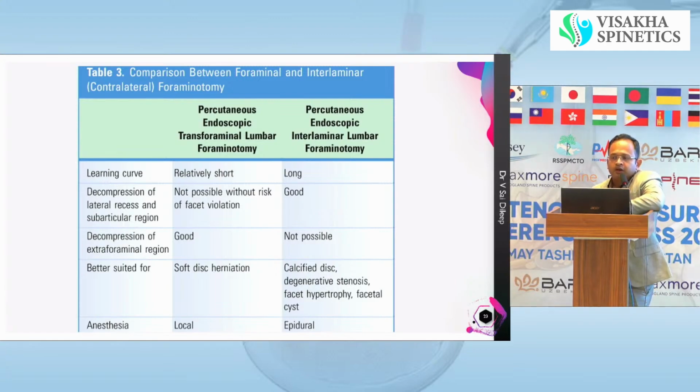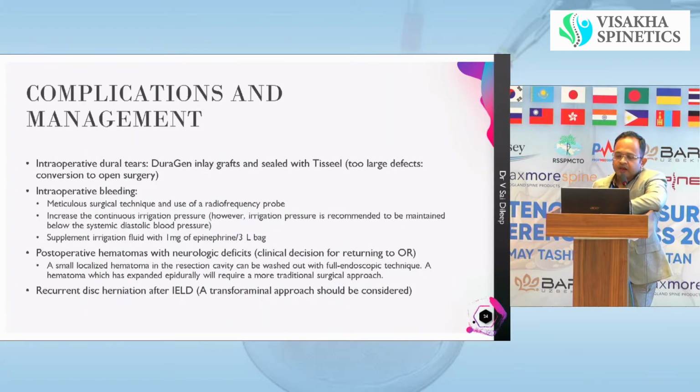So if I wanted to do it transforaminally in the previous stages, I would have done a fusion using transcamp fusion. Complications are the same: dural tears, intraoperative bleeding, postoperative hematomas. Bony bleed is the most common trouble, and I follow my master's technique. I use something called the cuckoo technique. Just use your Kerrison punch. Since it's cancellous bone, just press the punch towards the bone. Half of your bone bleed chances come down. Even bone wax can be used.